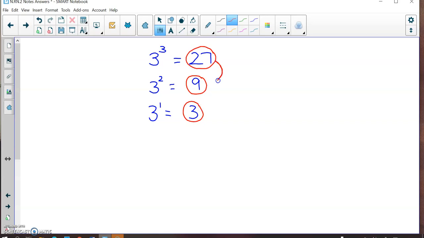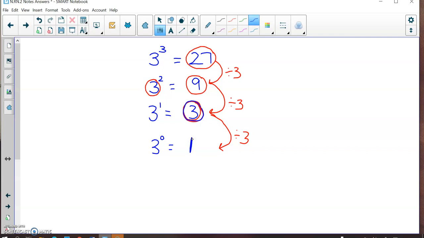To get from 27 to 9, what's really happening is we're dividing by 3. We're dividing by the base of 3 here. To get from a 9 to a 3, we're dividing by 3. So if I take this and I divide by 3 again, that would give me 3 to the 0th power, and 3 divided by 3 gives us 1, so 3 to the 0th power is 1.